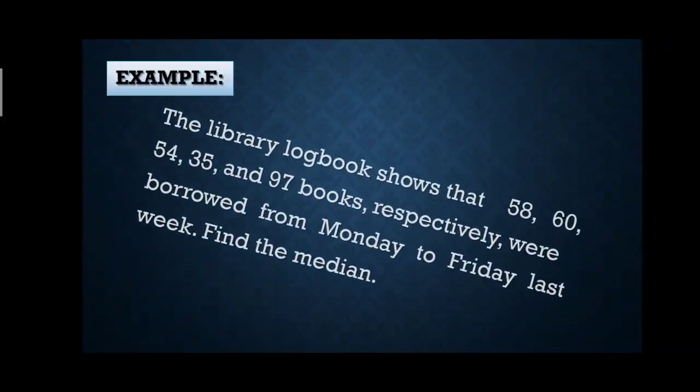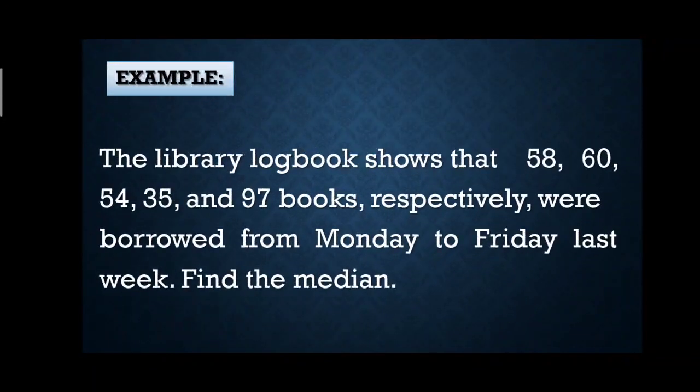So for example, the library logbook shows that 58, 60, 54, 35, and 97 books, respectively, were borrowed from Monday to Friday last week. Find the median. Since the data are not arranged in increasing or decreasing order, all you have to do is arrange them first. So that's the first thing to do.